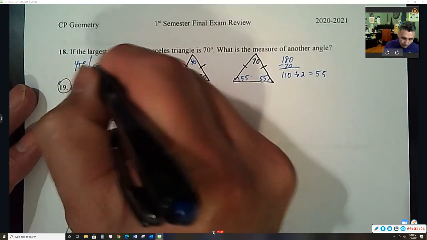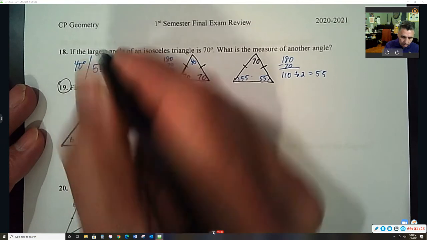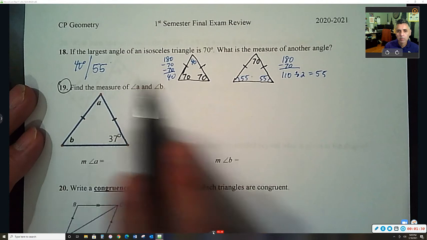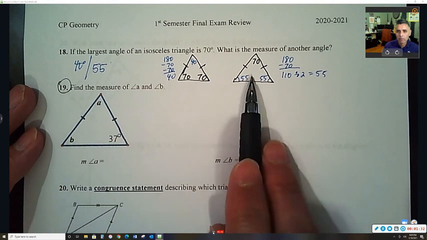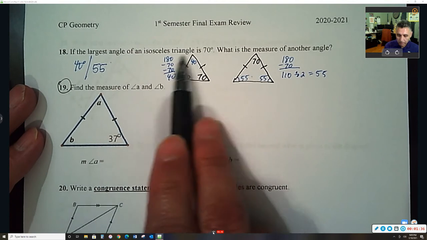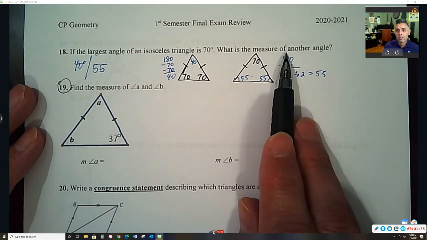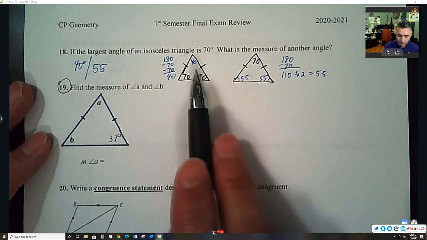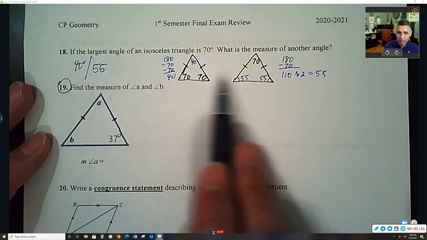Now again, this one on the test is going to be multiple choice, so just remember that it could be two different cases. If the biggest angle in an isosceles triangle is 70, find another angle measure. Okay. So we have this scenario or this scenario.